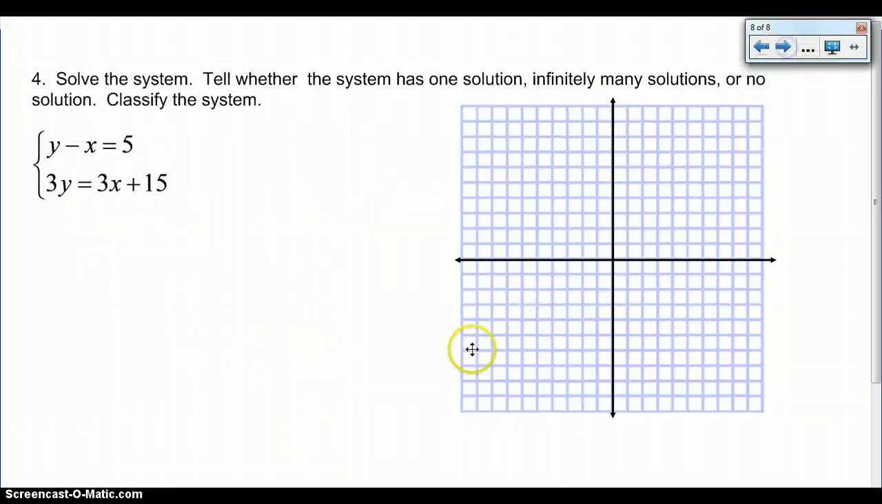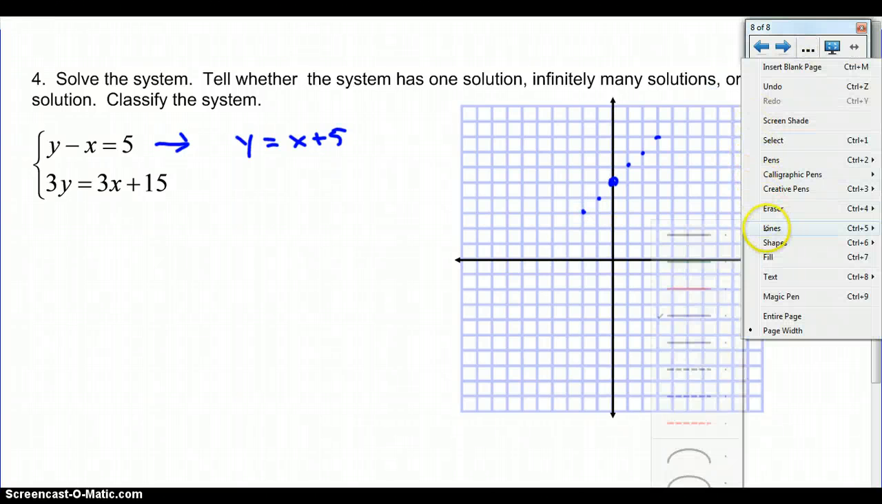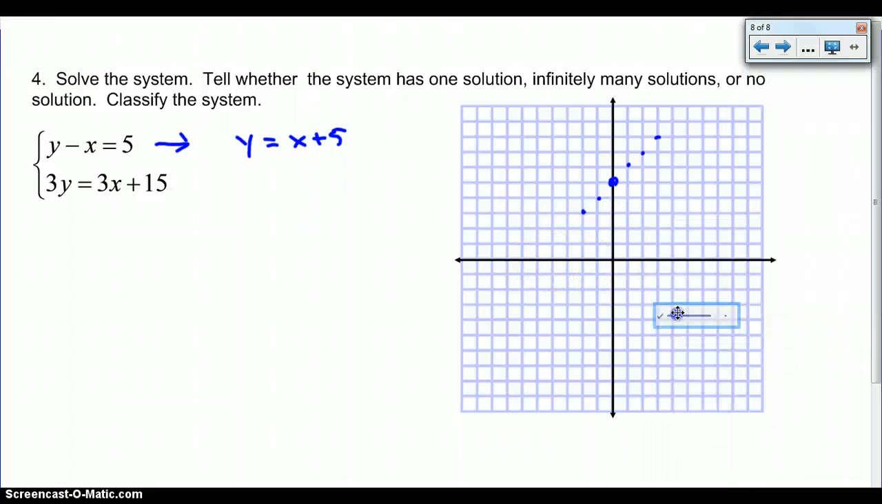Okay, so we'll look at our last example now. Again, we'll start by changing things into slope-intercept form. So we'll have y equals x plus 5, which means our y-intercept, 1, 2, 3, 4, 5, and our slope is 1. So we go up 1 and right 1, or of course you could go down 1 and left 1. And we can go ahead and connect. And there's our line, something like that.